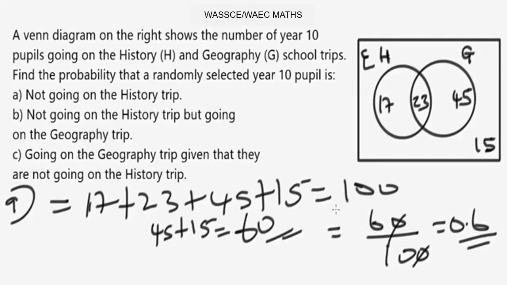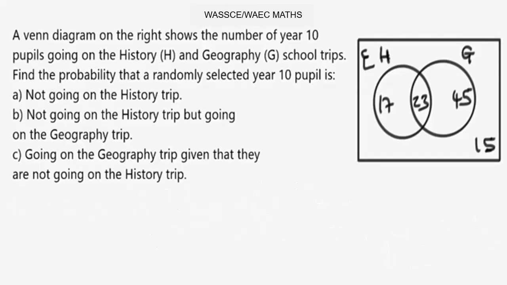Now for part B, let me wipe this. It says not going on the history trip but going on the geography trip. This is very, very straightforward. Since we have the total number of year 10 pupils in the school to be 100, the number of year 10 pupils going for the geography trip only is 45.